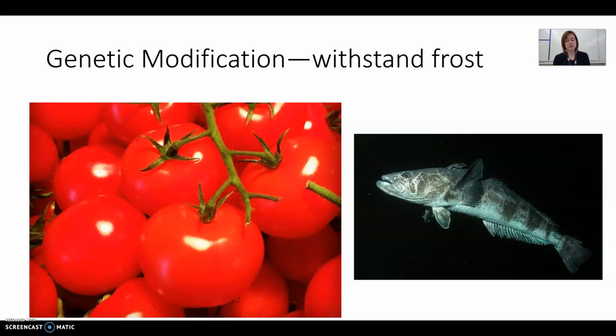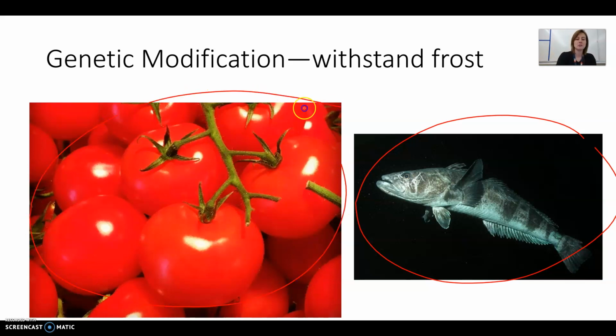They had tomatoes that could withstand the frost, and they did that with genetic modification. The way they did that is this on the right is an Antarctic toothfish, and it lives in freezing cold waters. So it has a protein in its blood that prevents its blood from freezing. So what they did is they took out just the gene for that one protein out of the Antarctic toothfish. So they didn't take the gene for fins or a tail or anything like that, just the gene that helps its blood not freeze. And then they put that into the tomato DNA.